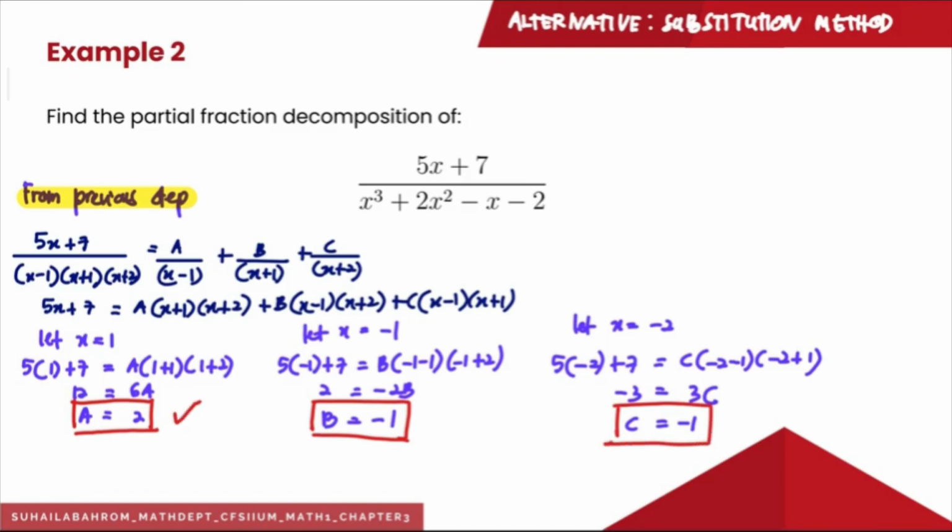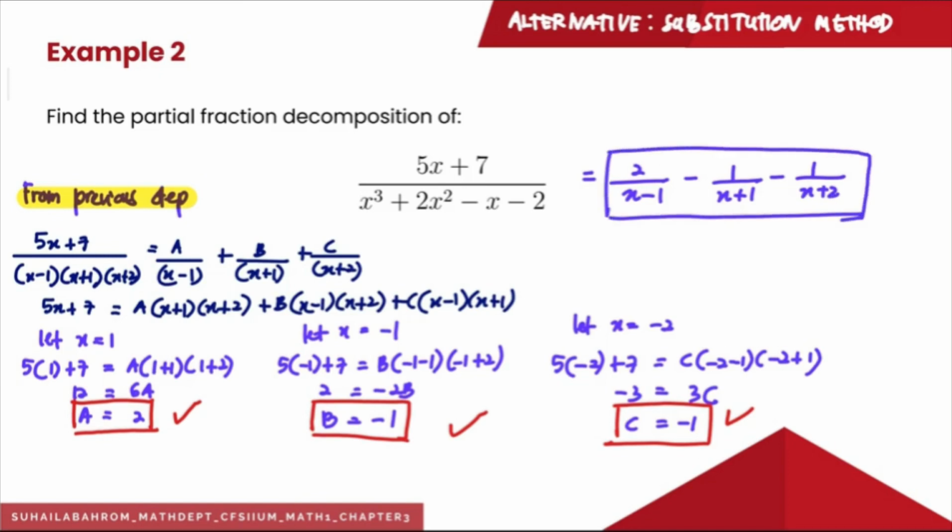Once we get A, B and C, we can substitute into our partial fraction decomposition. As I mentioned in the previous video, you cannot just leave your answer like this. You have to substitute back. So you will get the answer: 2 over x minus 1, minus 1 over x plus 1, minus 1 over x plus 2. So this is the final answer. Okay, that's all. Thank you.